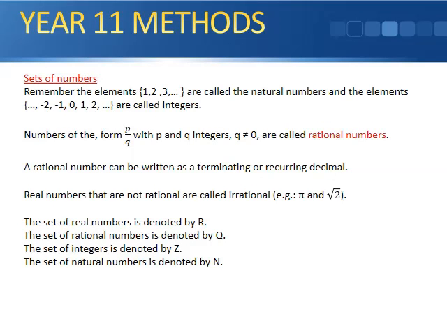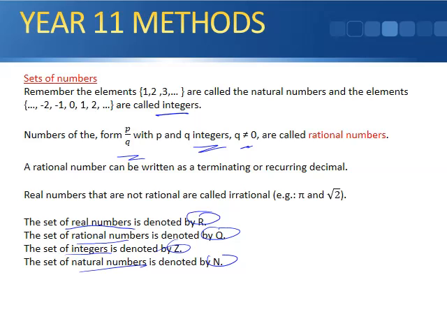Sets of numbers. We have got, remember the elements 1, 2, 3 are called natural numbers, so we need to know these. And the elements are called integers. Numbers of that form are called integers. Q cannot be 0. We all know that. So this is everything that we know, but this is important.